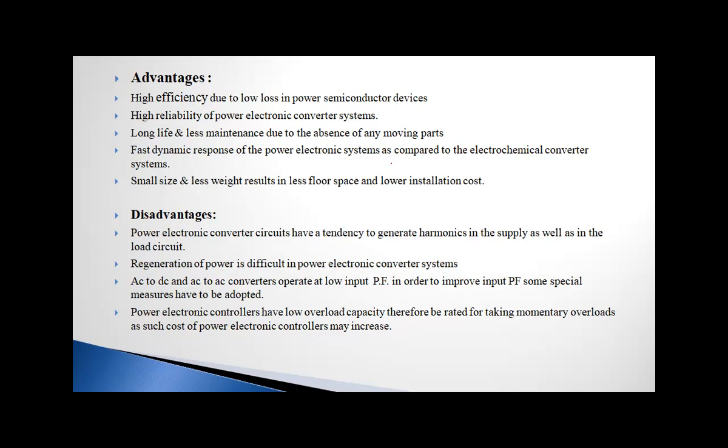Small in size. Next, less weight. If the size is small, the weight will also be less. Also, less space is required for installation. So all these are advantages. Clear? Efficiency, reliability, economical cost, long life and less maintenance, small size, fast dynamic response. All these are advantages of power electronic converters.